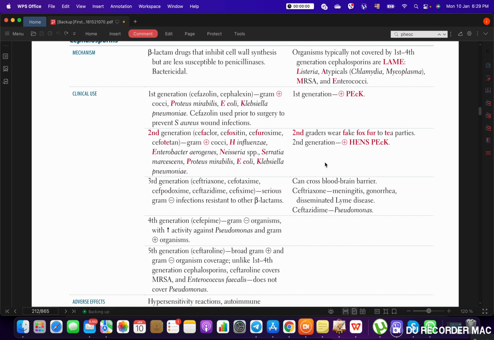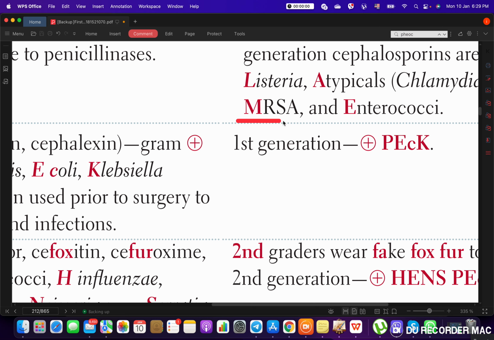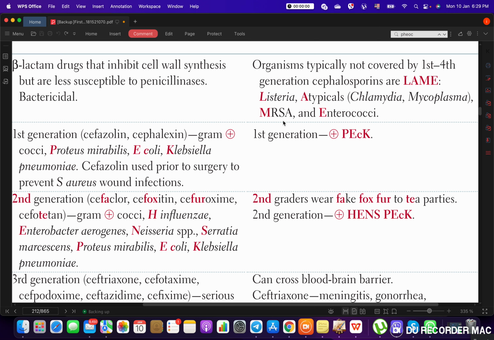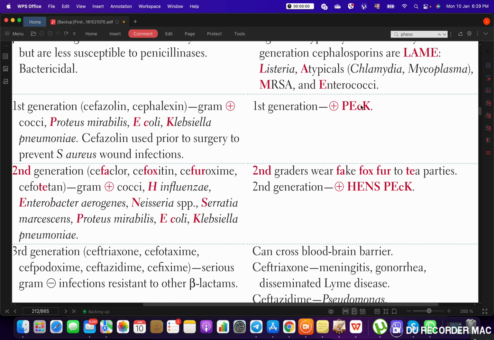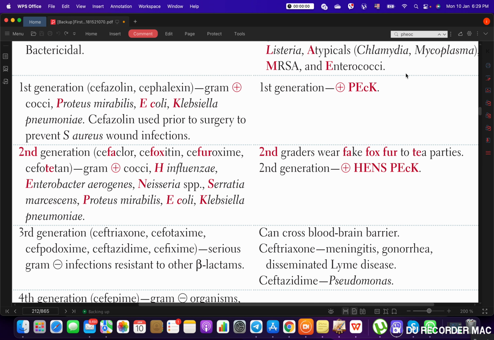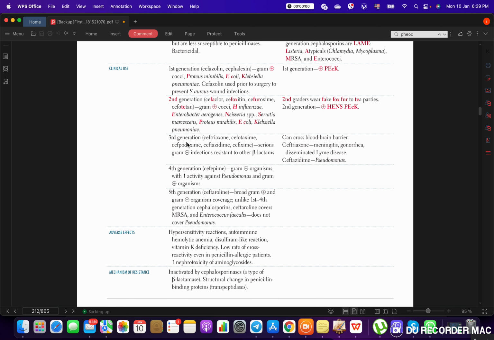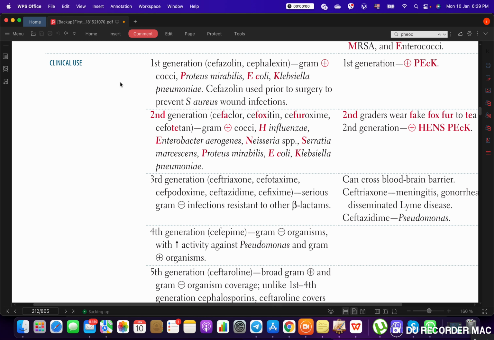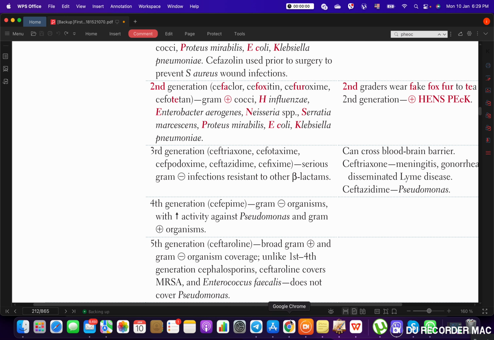Okay, so let's take a look. For MRSA, which antibiotic did we use for MRSA? Vanco as well, absolutely. For enterococci, for the susceptible ones, you can use vancomycin, but most of them are resistant, so we have to use tigecycline and linezolid. Okay, absolutely. So the clinical use, we have all of 5 generations.